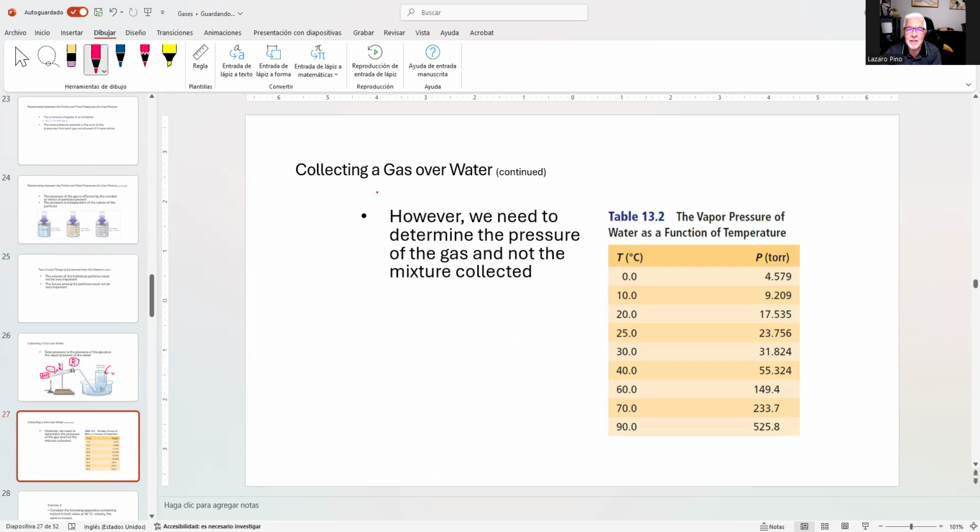When we collect a gas over water, it's very important to measure the volume and the temperature of the gas, and according to this, we can calculate the pressure of water as a function of the temperature.